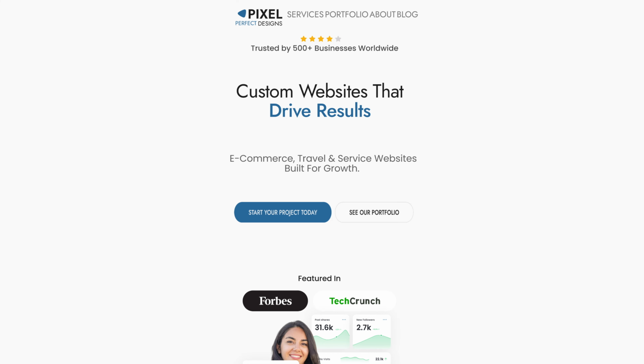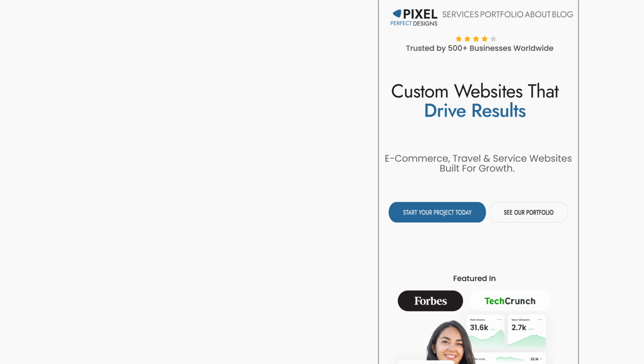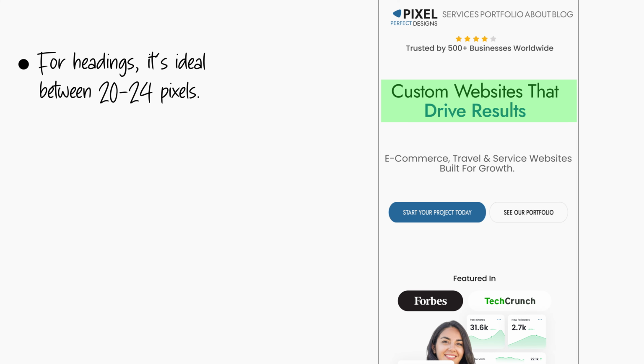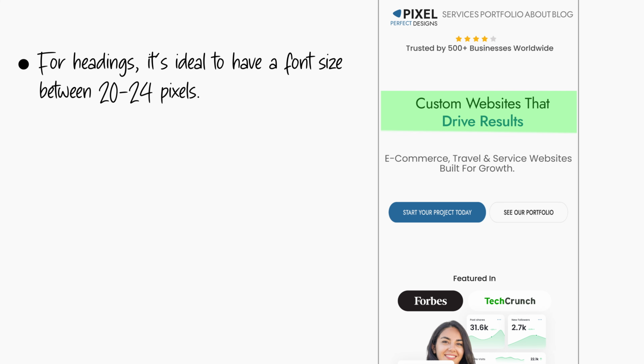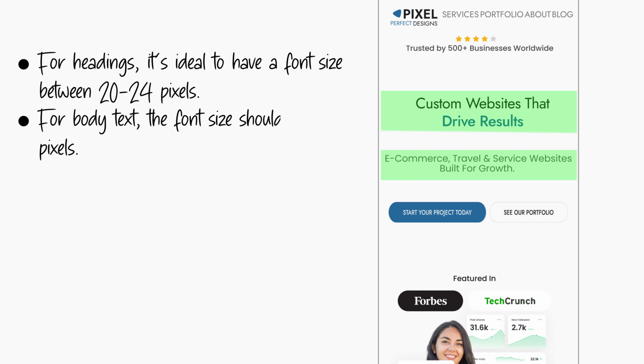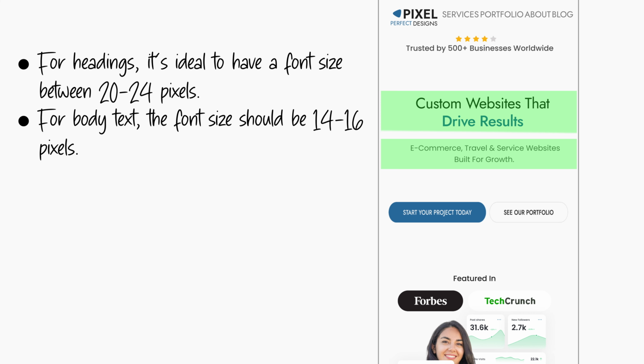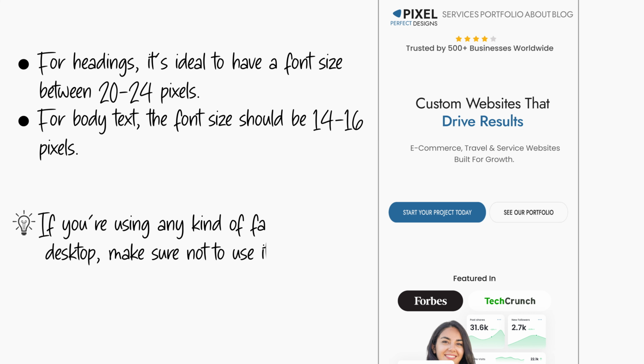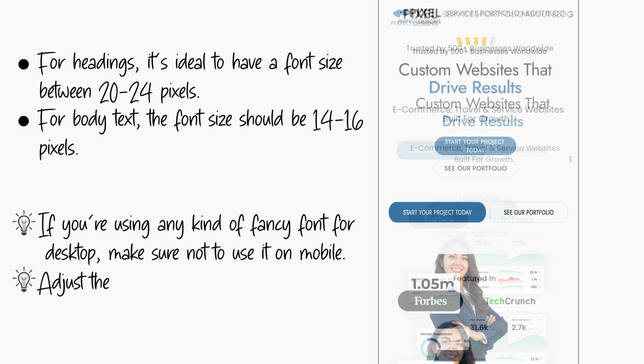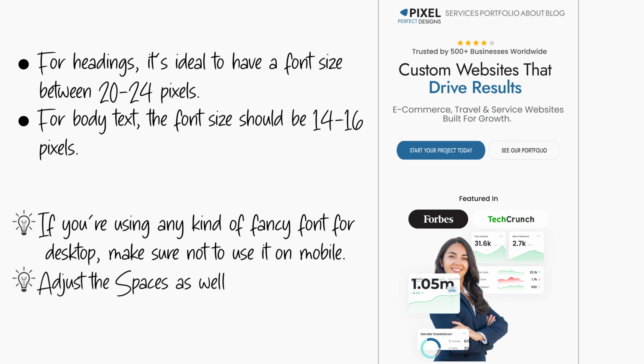The content is concise now, but it's still way too big for mobile. For headings, it's ideal to have a font size between 20 to 24 pixels, and for body text, the font size should be 14 to 16 pixels. Next, if you're using any kind of fancy font for desktop, make sure not to use it on mobile. Keep it as simple as possible for readability.